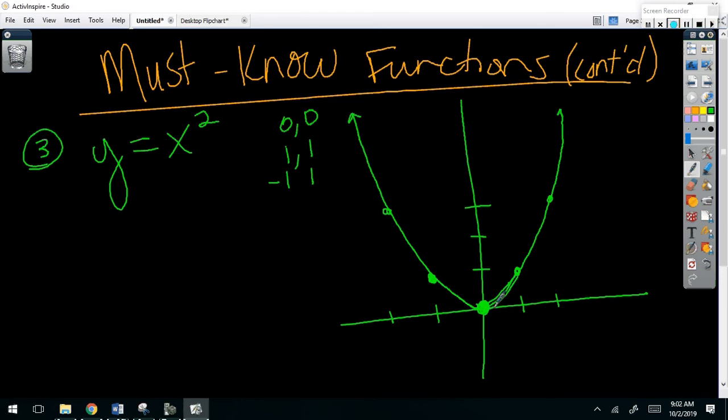What's the domain of this quadratic function? Yes. Is that hard for anybody? How about the range? 0. Yeah, 0 to infinity. How about the end behavior?